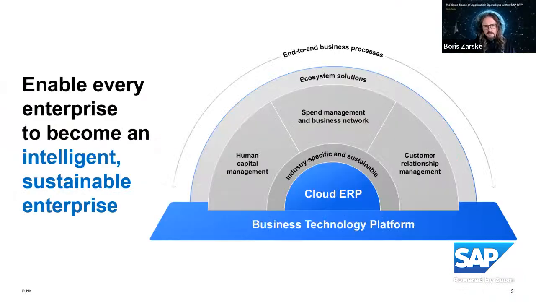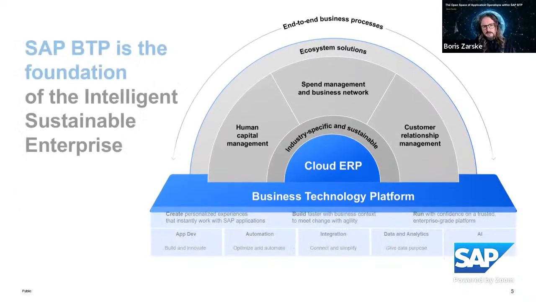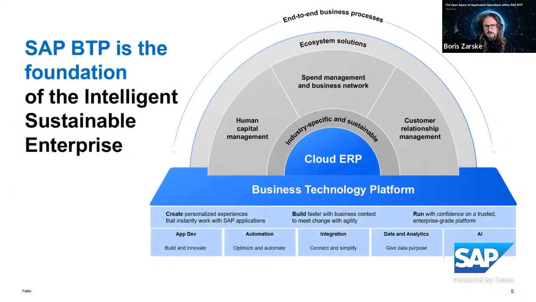But let's first start with Business Technology Platform. As you might know, Business Technology Platform provides a platform for our portfolio of different offerings with which we want to enable you to become intelligent, sustainable enterprises. As foundation, it allows you to create personalized experiences, build faster with business context, and also run with confidence on a trusted enterprise-grade platform. Here you already see those different aspects: we enable development, but also operations, so the different aspects come in already.